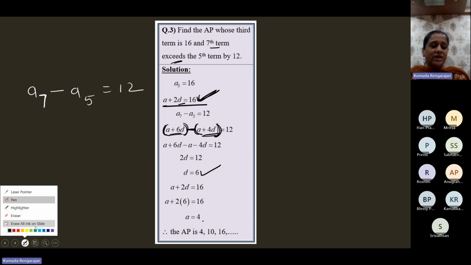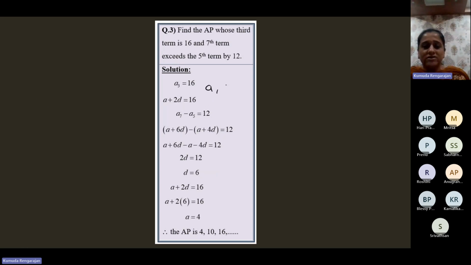So to generate the AP, you need the values of A and D. Once you get the values of A and D, you can generate the AP. The first term is 4. The second term is 4 plus 6, 10. The third term is 10 plus 6, 16, and so on.